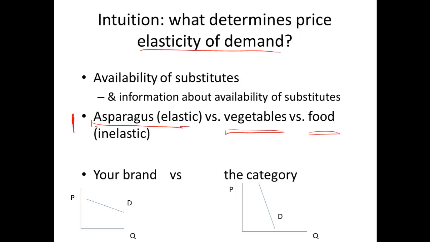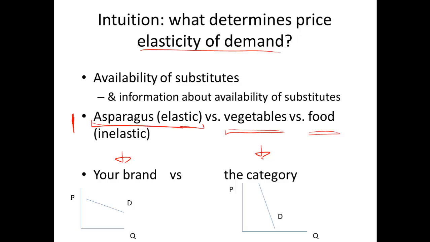Now think about asparagus, which is a particular kind of vegetable. Are there substitutes for asparagus? Yes, there are a lot of things you could have instead of asparagus. They're not identical to asparagus, but they are substitutes. And so if the price of asparagus were to change a lot, people would shift away quite a bit. And so we think of the demand for asparagus as being elastic compared to the demand for vegetables or certainly food. So another way to think about it is just to think about particular brands versus categories. And in general, categories of products have more inelastic demand than particular brands.